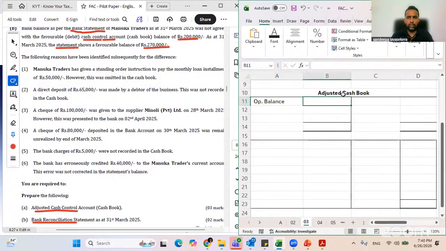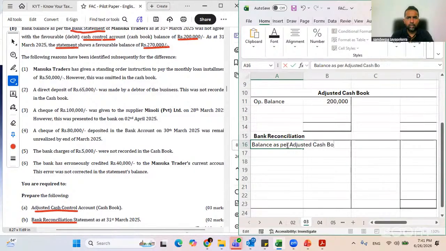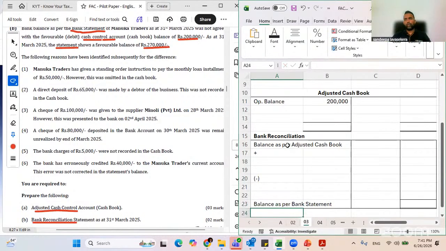In the adjusted cash book, the opening balance is 200,000. Then here the bank reconciliation: balance as per adjusted cash book, plus, minus, balance as per bank statement. These are the formats which we need.